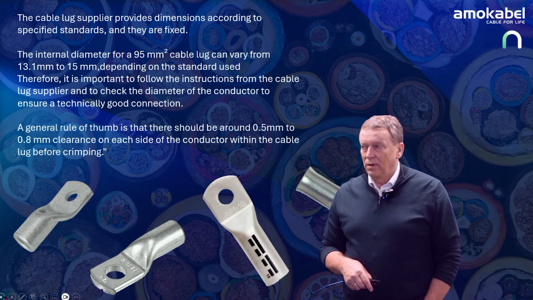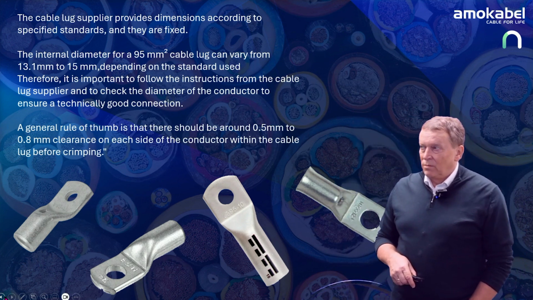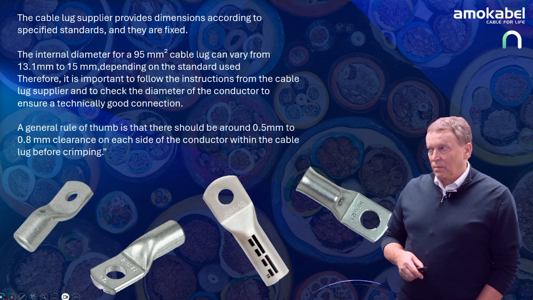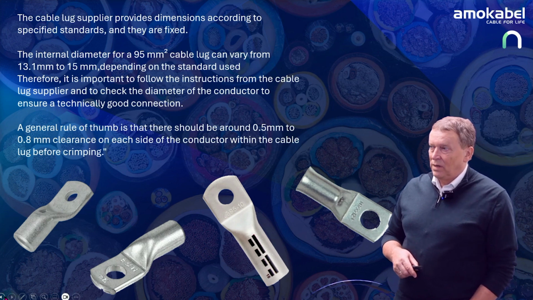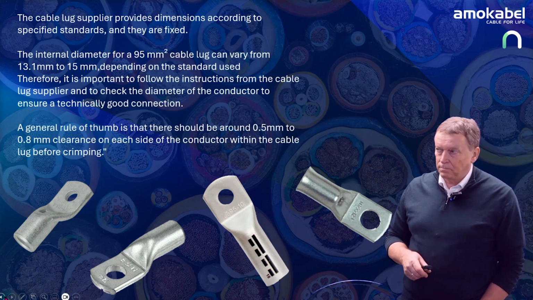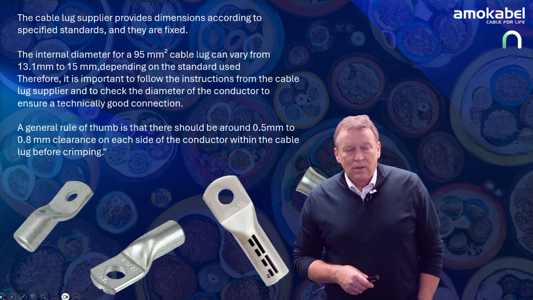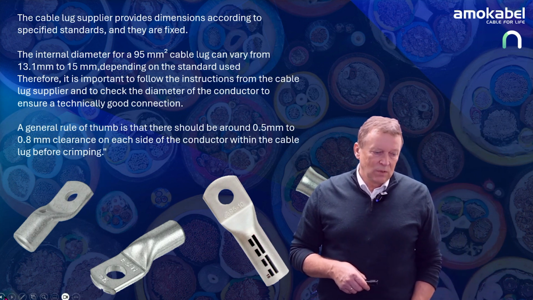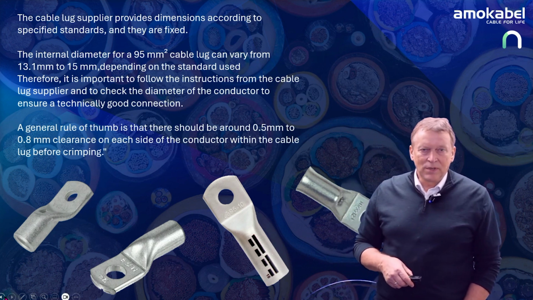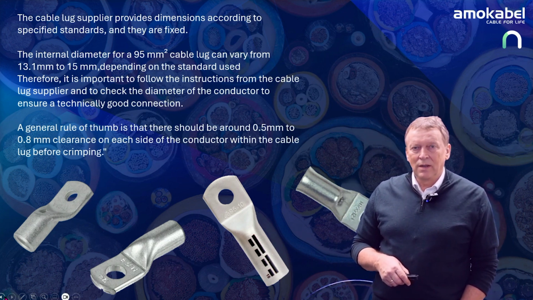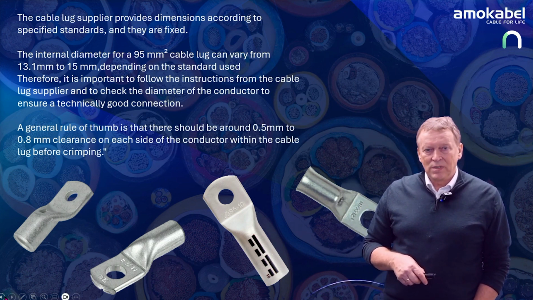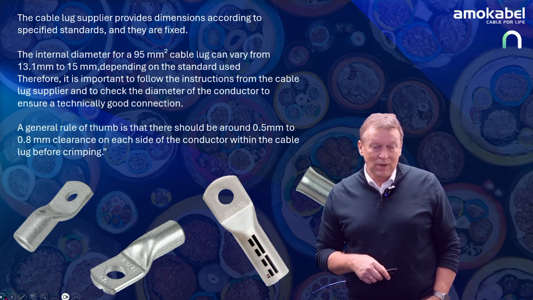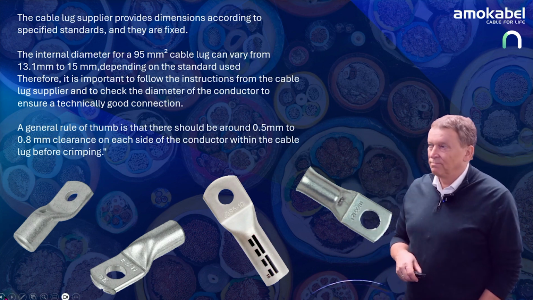A general rule of thumb is that there should be around 0.5 up to 0.8 millimeter clearance on each side of the conductor within the cable lugs before the crimping. If it's too tight and you crimp it, you can also destroy some of the copper properties. You dry it out, and you can get more resistance and heating up of the cable lug. So it's not good to crimp too little, and it's not good to crimp too much.